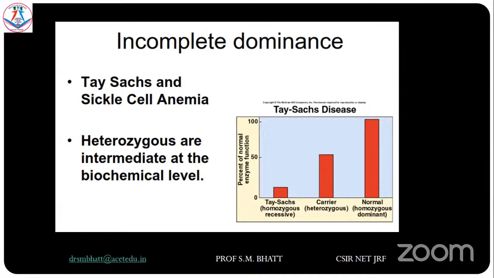Another very good example is incomplete dominance. So what is incomplete dominance in the case of Tay-Sachs or sickle cell anemia disease?